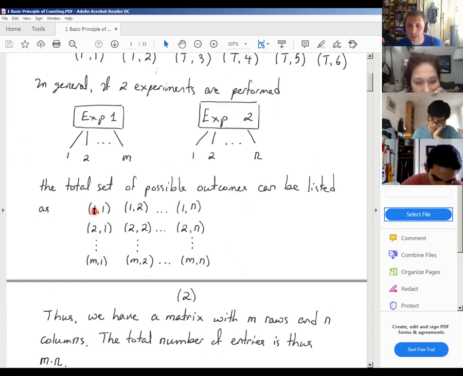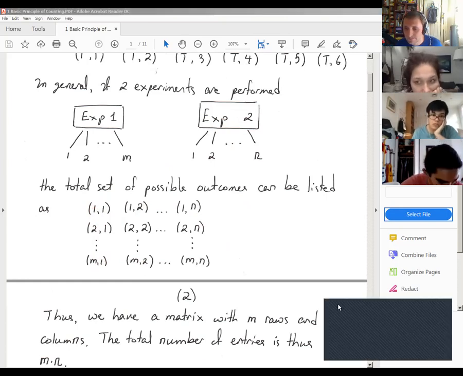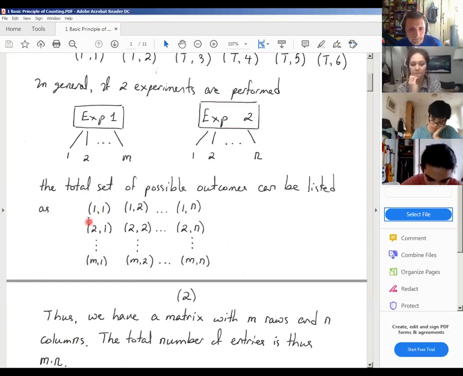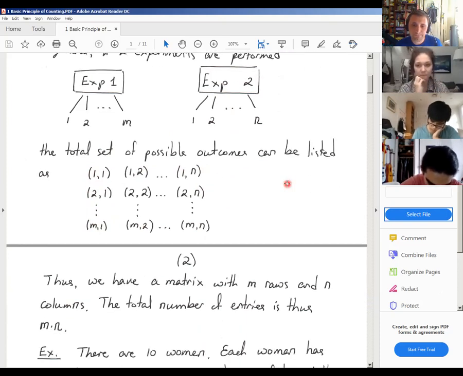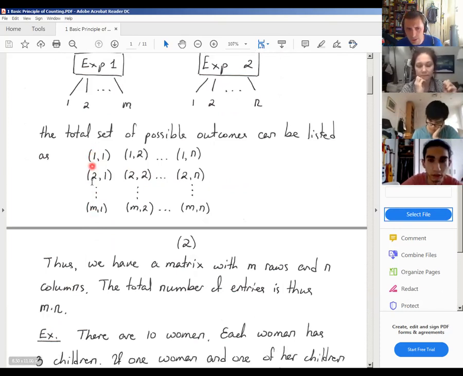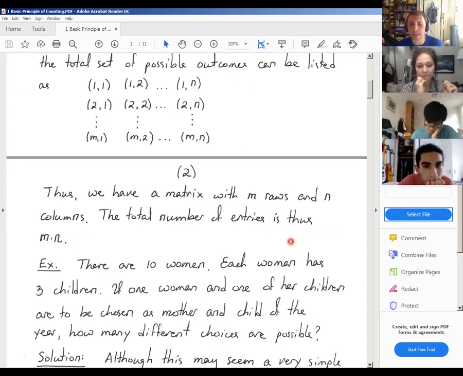I can see how to count it, right? We have a rectangle that has m rows and n columns. Good. So altogether, you can just count it. m rows times n columns is just m times n. So nobody is confused at the moment. Am I right? Good.